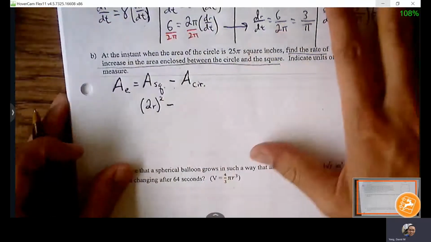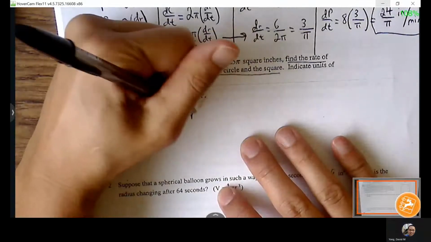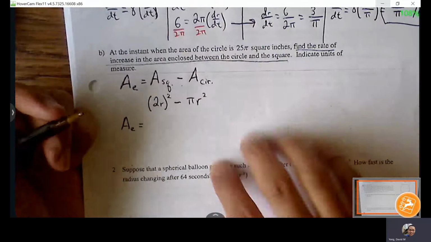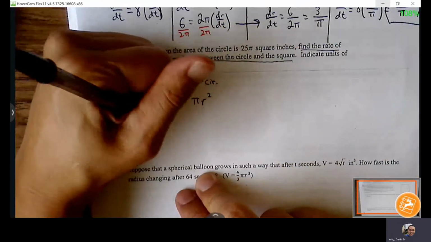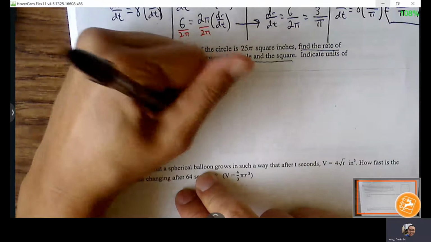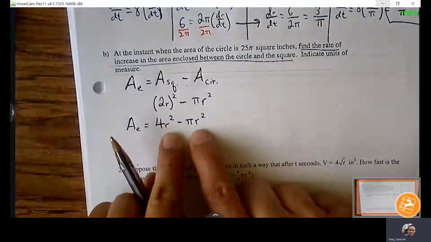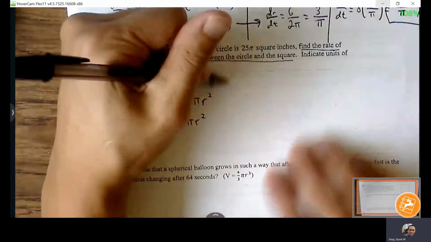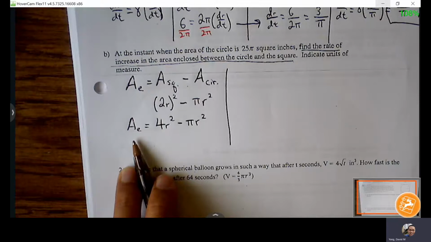Area of the circle, that's just pi r squared. Okay, so we can say the area of that enclosed region is basically just 4r squared minus pi r squared. Good. We have everything in terms of the variable that we want. We'll just go ahead and jump into our derivative. We'll find dA/dt of the enclosed region.